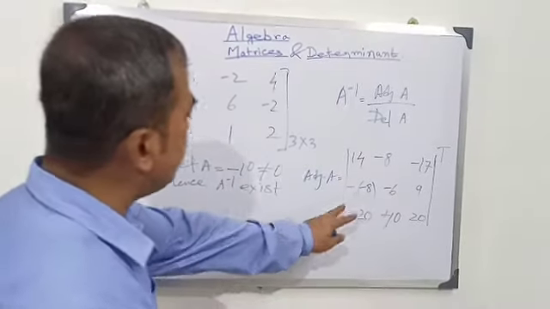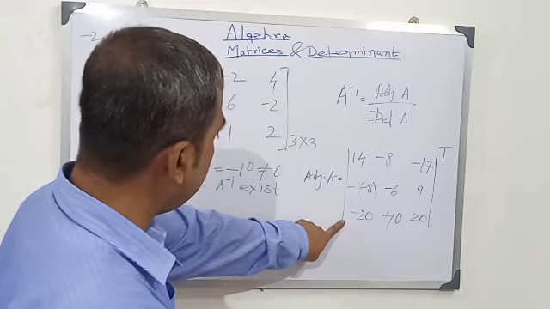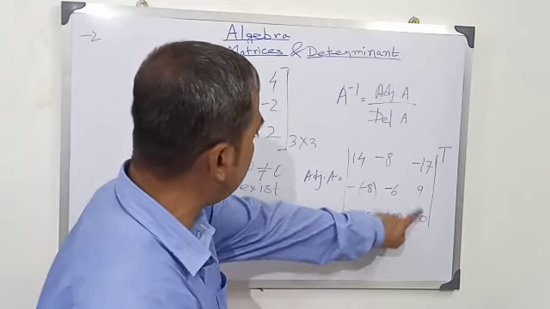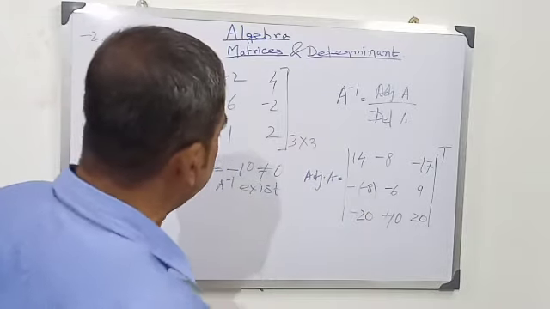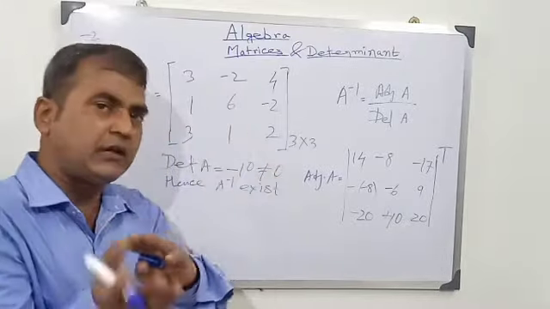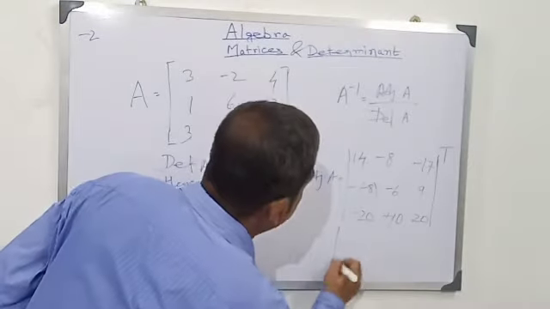Now this is our cofactor. With the cofactor, we have found all the small determinants, and this is the value. Now, transpose means we change rows into columns and columns into rows. So we have to do it very quickly.